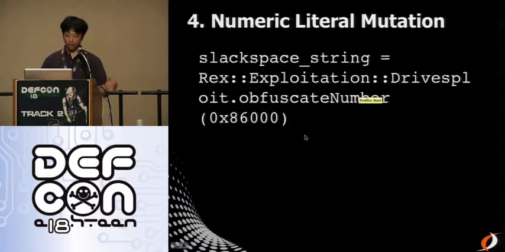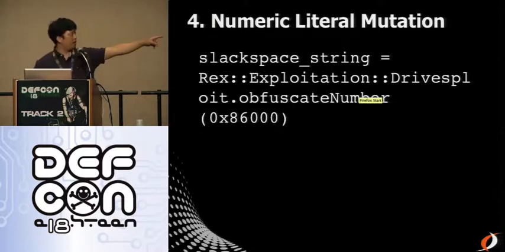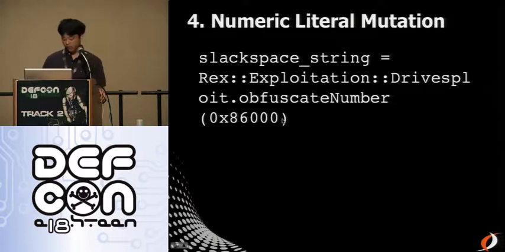And then we'll return you the new string. And number 4 is numeric literal mutation. A lot of times, JavaScript antivirus is sampled by these fixed numeric literals. And so we'll have a function that's a slash space. So basically, you pass us a numeric literal or a hex code.